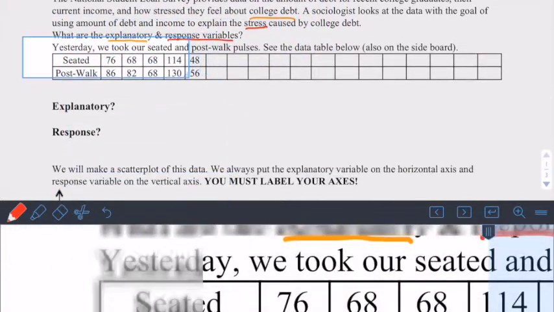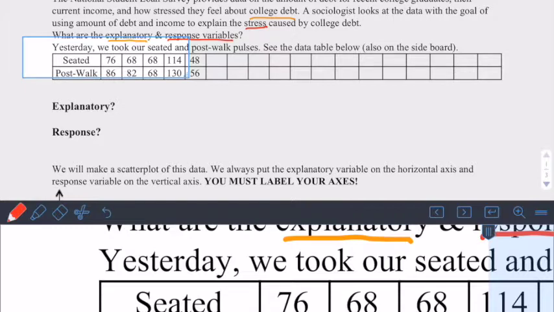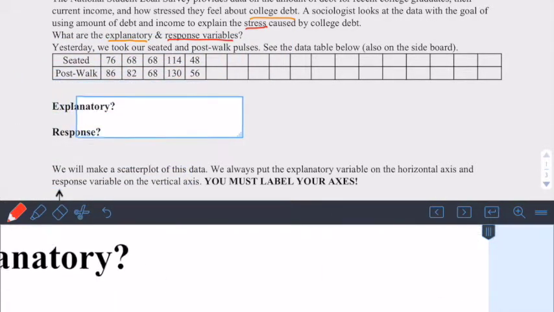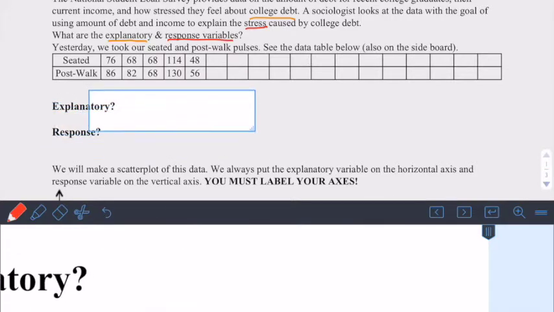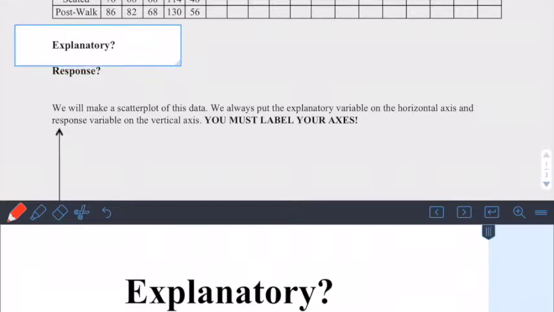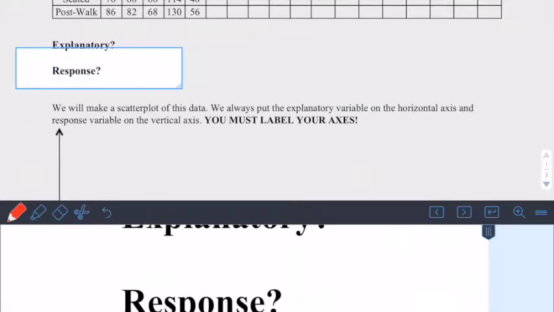So then we're going to look at some of this stuff. We took our seated and post-walk pulses, and then we're going to talk about explanatory and response. Well, in this case, it's a little unclear which one's explanatory and which one's response. It doesn't always work out perfectly, but typically there's an explanatory and a response that's relatively clear.